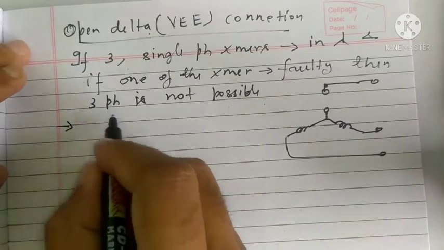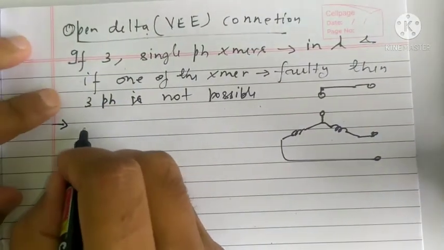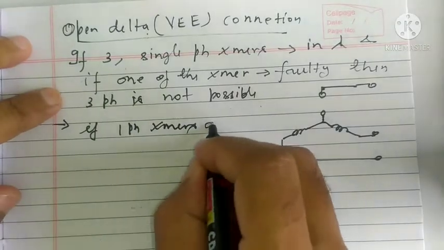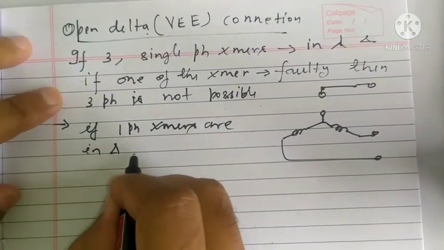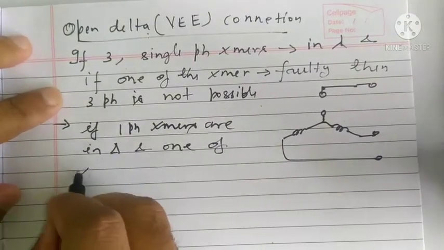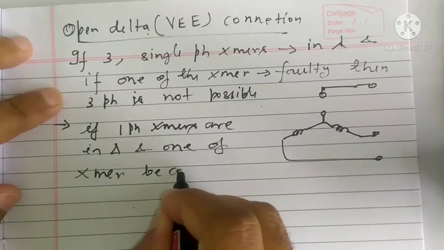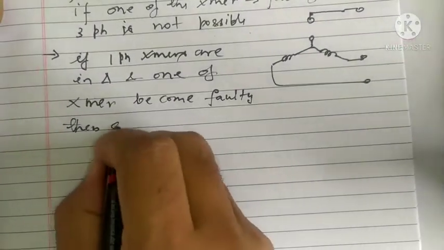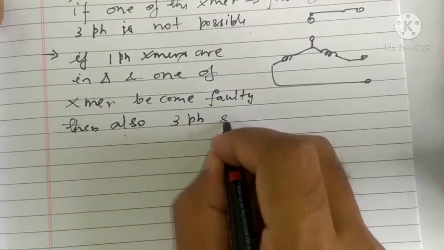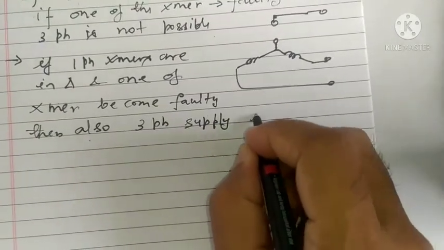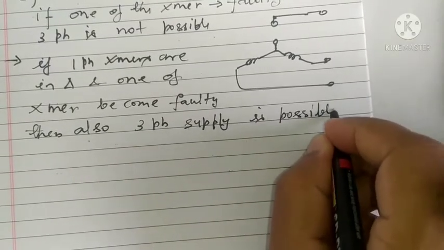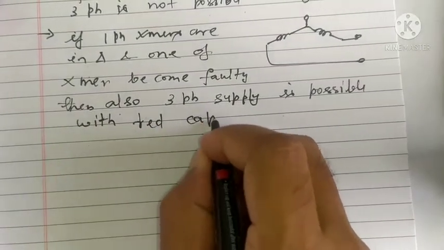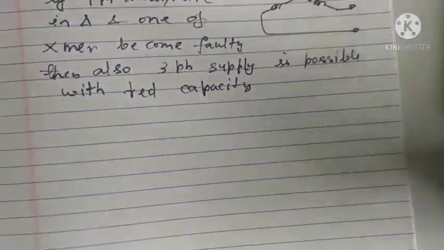Whereas if three single phase transformers are connected in delta, and one of the transformers becomes faulty, then also three phase supply is possible, but with reduced capacity. Right? Let us see how.